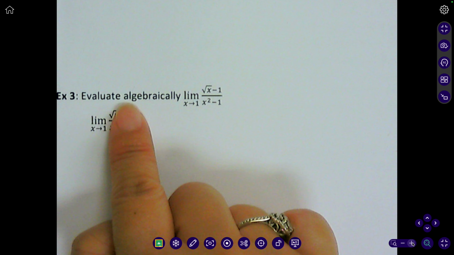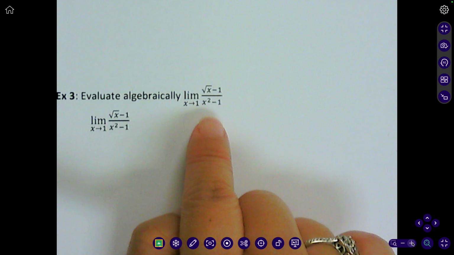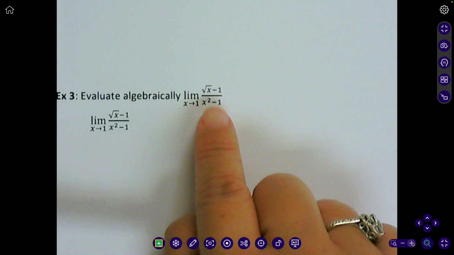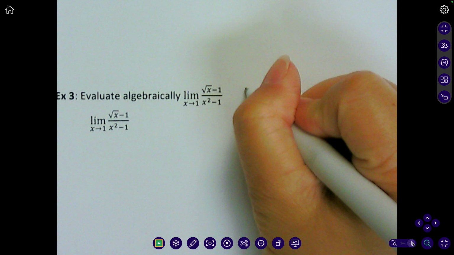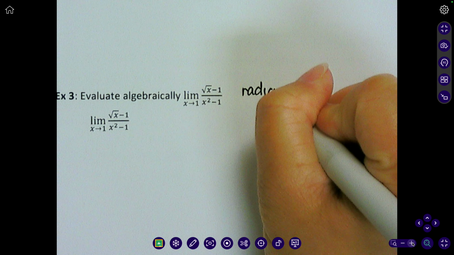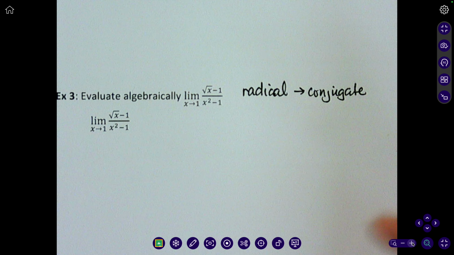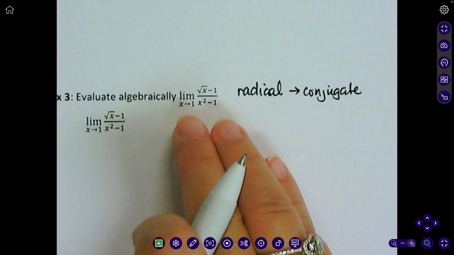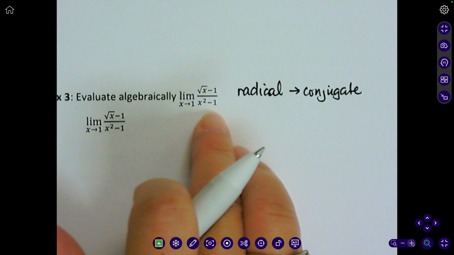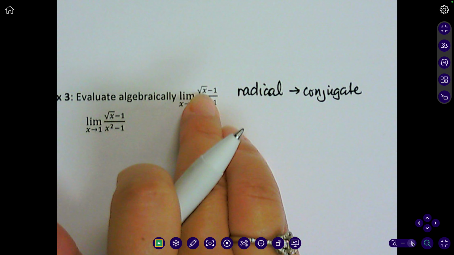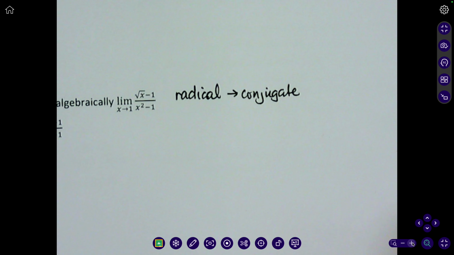Now it says, evaluate algebraically the limit as x approaches 1 of the square root of x minus 1 divided by x squared minus 1. Again, in this case, you see your radical. You guys see that? So that's your hint. You're going to have to make sure you can rewrite it using the conjugate. Okay? But we want to check first, is this indeterminate form? If I plug in a 1 for x, I'll get 0 for the denominator. If I plug in the 1 for the square root of x, I will get 0 for the numerator. So again, this is indeterminate form.